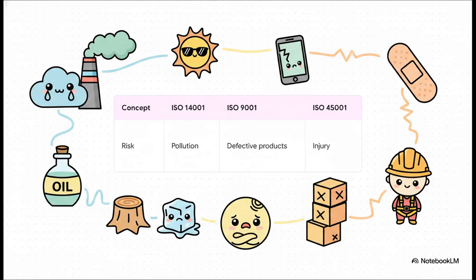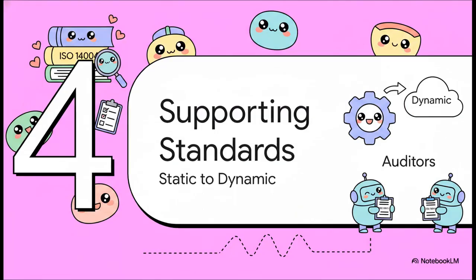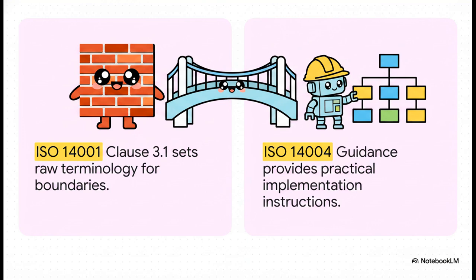environmental focus. All right, on to Section 4, Supporting Standards 14004 and 19011, or how we bring these static definitions to life. Think of ISO 14001 Clause 3.1 as the raw, unfiltered terminology. It basically sets your conceptual boundaries. Now, ISO 14004 acts as the crucial bridge. It provides the actual practical guidance and implementation instructions.